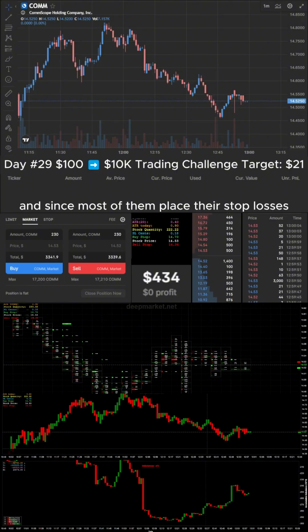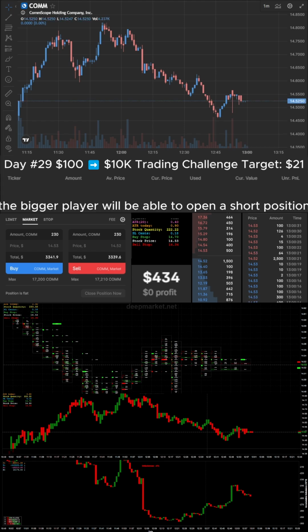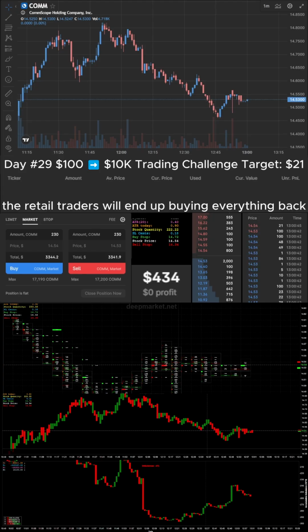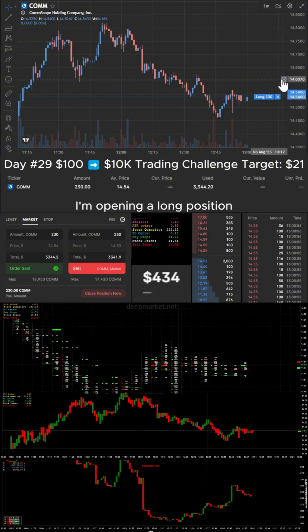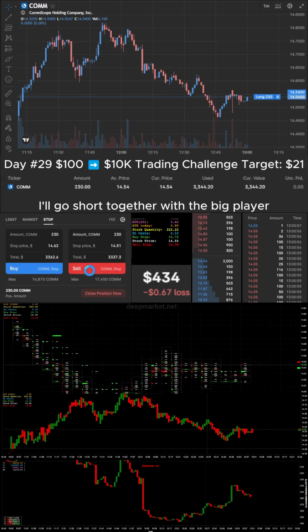And since most of them place their stop losses right at the $14.56 level, I understand that there will definitely be an attempt to trigger those stops. This way, the bigger player will be able to open a short position at a good price once those stop losses are activated because the retail traders will end up buying everything back with their stops. I'm opening a long position with the intention that at the $14.56 level, I'll go short together with the big player.